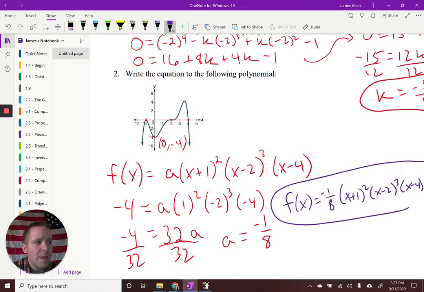in factored form. If it asked us to put it in standard form, we would just end the day, because nobody wants to do this for a degree of 6. Oh, no, thank you. All right, we're moving on.